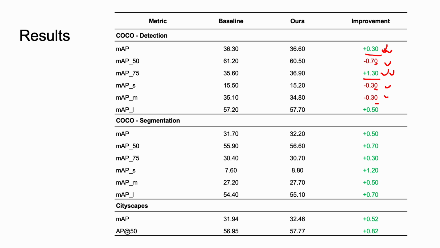Next, in the segmentation area, our model performed quite well. We have overall improvements, a 0.5% in the mAP. And specifically in the mAP small, we have a 1.2% improvement. This means that our model was able to improve the Mask RCNN segmentation ability, especially on small objects. Finally, in the Cityscapes dataset, we also have some improvements. In the mAP, we have a 0.52% improvement, and in AP50, we have a 0.82 improvement.